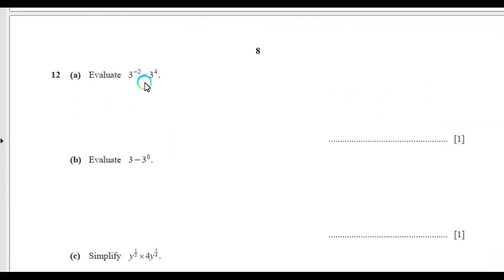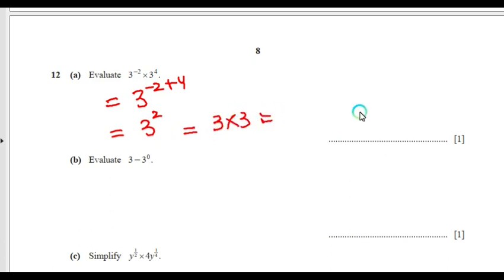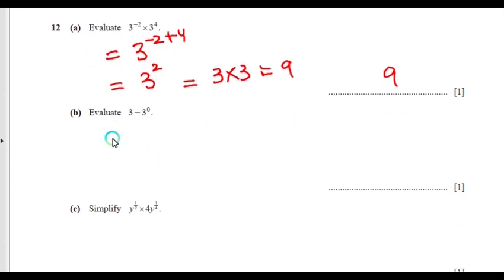Evaluate 3 raised to power negative 2 multiplied with 3 raised to power 4. When the bases are the same and multiplying each other, their powers are added. So that's why it becomes negative 2 plus 4. So it will be 3 squared, and 3 squared means 3 times 3, and it is equal to 9. Okay, the next one is 3 minus 3 raised to power 0. Any number that has a power of 0 is equal to 1. So 3 raised to power 0 is 1, 3 minus 1 is 2.